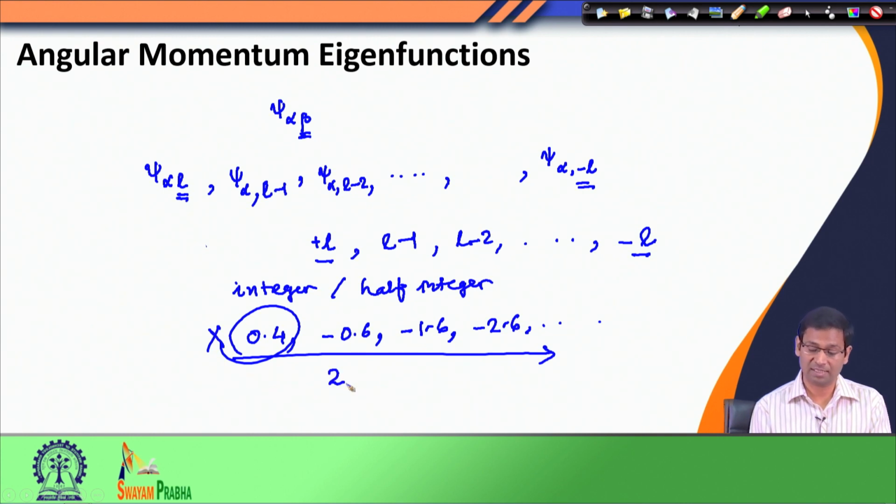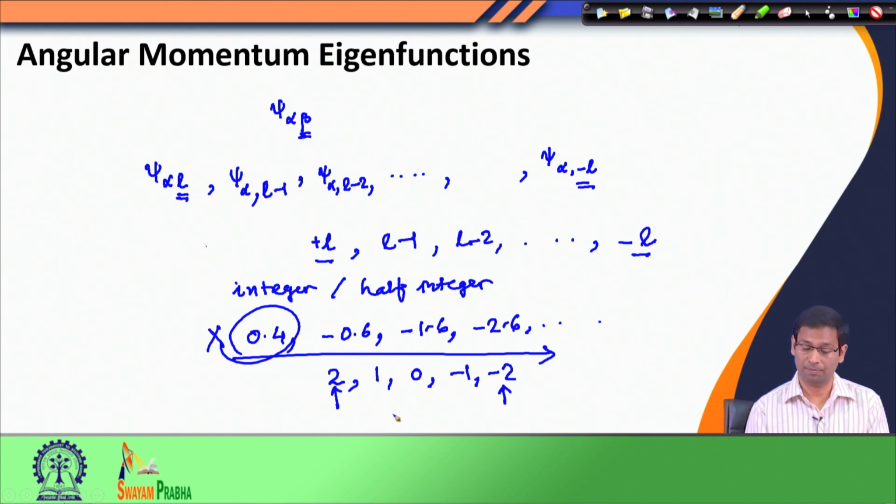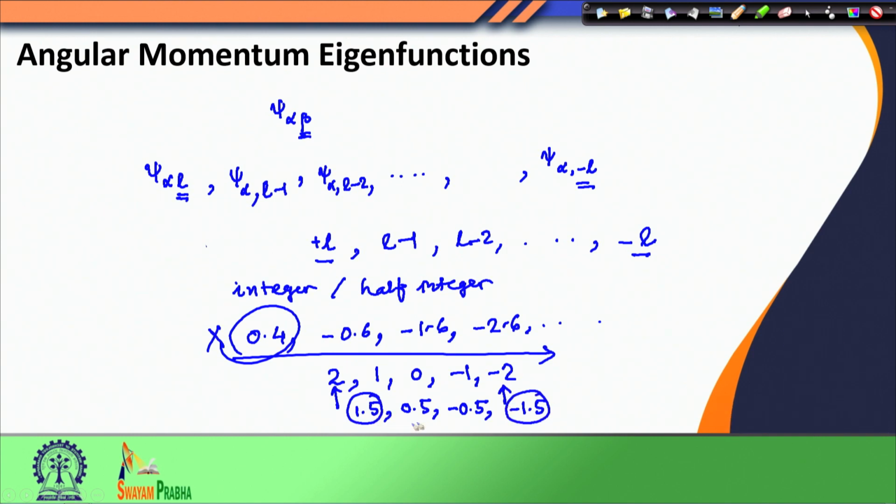For example, if it is an integer like 2, then in steps of 1, 2 minus 1 is 1, 0, minus 1, minus 2. Here I see that plus L and minus L both are present, this is the maximum value of beta and this is the minimum value of beta, and they are all in steps of 1. Similarly, when I take 1.5, which is a half integer, the next one will be 0.5, the next one would be minus 0.5, minus 1.5. Again, I have L and minus L both in this series, and the series is in steps of 1.